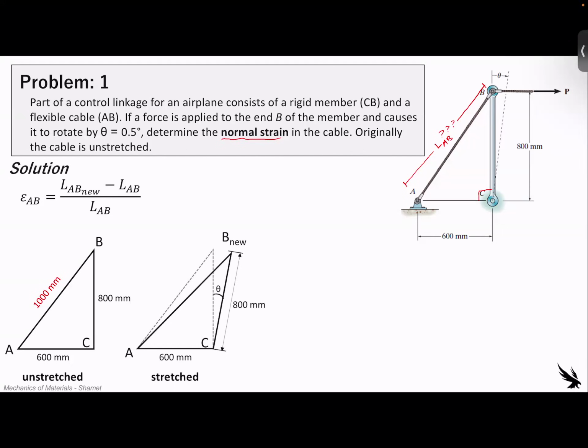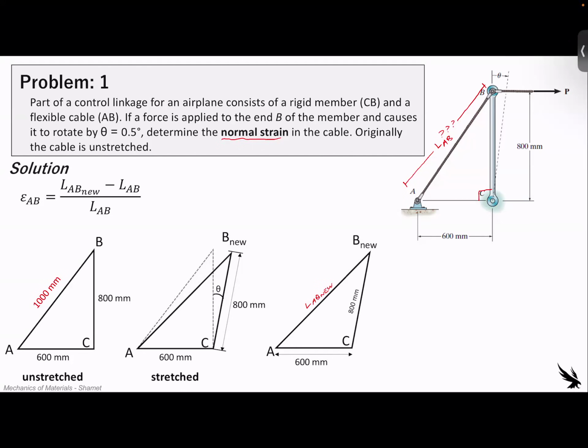But what is going to change is this new length, though. So A is staying at the same spot, but essentially B is going to be moving and rotating along this axis. So our new triangle, or the new length that we would need to find, would look something like this. And this is that LAB new that we would need to find, this new length.